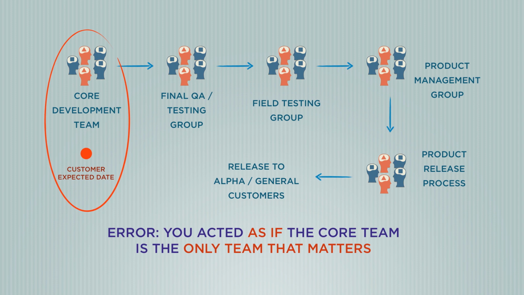And so what you did is you ignored everything else that needs to happen before the product is ready to be put in customers' hands. Once the core development finishes their job, if there are no other teams that need to contribute to the product, then there is at least the final QA and testing, and there has to be some field testing that needs to happen. And then after all that is done, and when the QA team blesses the product, it will be officially handed over to the product management team.